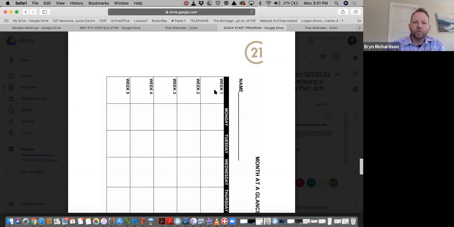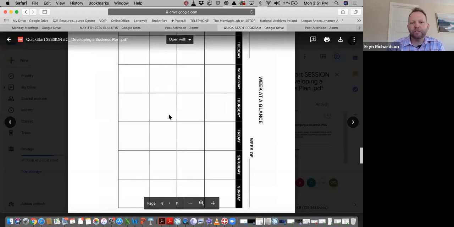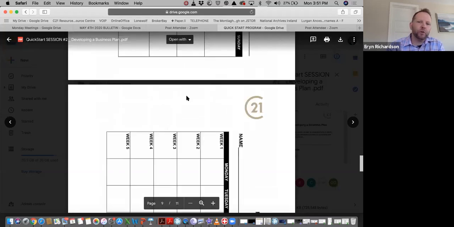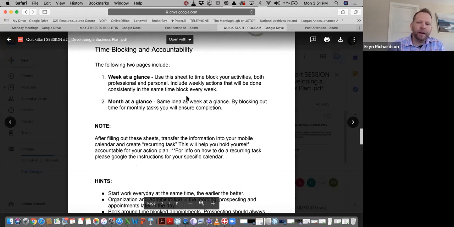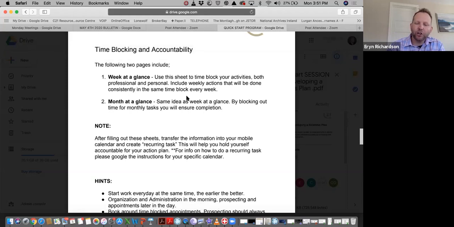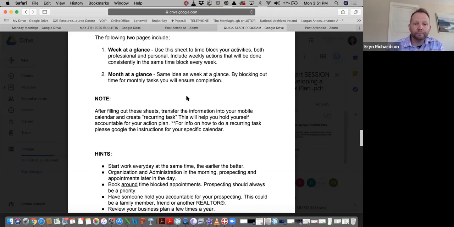So this is time blocking. And what you're going to do is time block it on here first, and then transfer it to your phone. If it's in your phone, it'll remind you. You can put reminders. You can even set recurring events on your phone. So you schedule it in and say, yes, it's recurring every Monday at this time. I'm always going to be doing this item, and it'll remind you. So that'll help you with accountability as well.